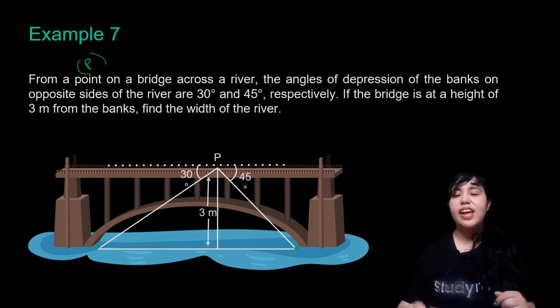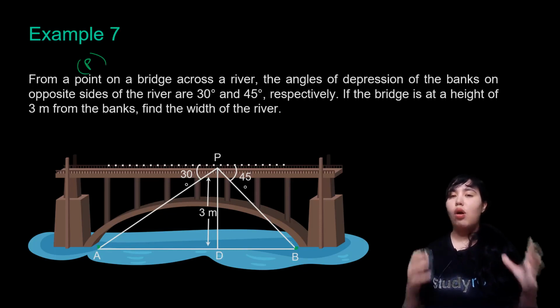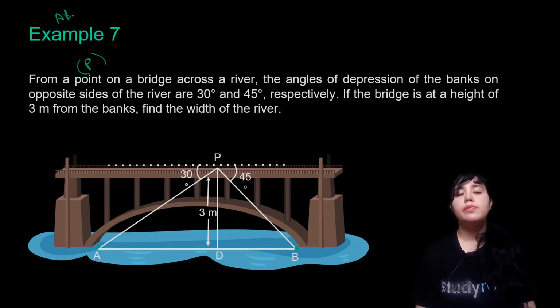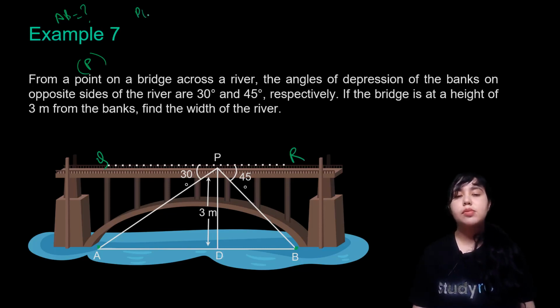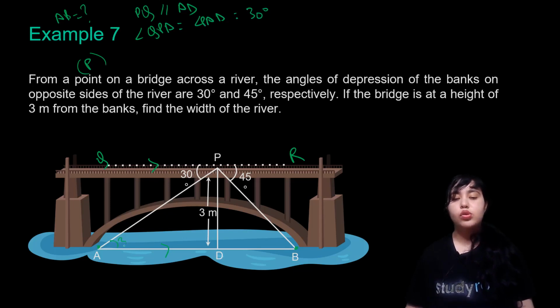Can you visualize any triangles over here? So these are the triangles. You have to find out the width of the river. The width will be the distance between the opposite banks. So basically you need to find out AB in this question. Now this is my horizontal. Let me call this point Q, let me call this point R. So we know that PQ is parallel to AD, obviously. So we can say that angle QPA is equal to angle PAD is equal to 30 degree. So you make use of alternate angles.